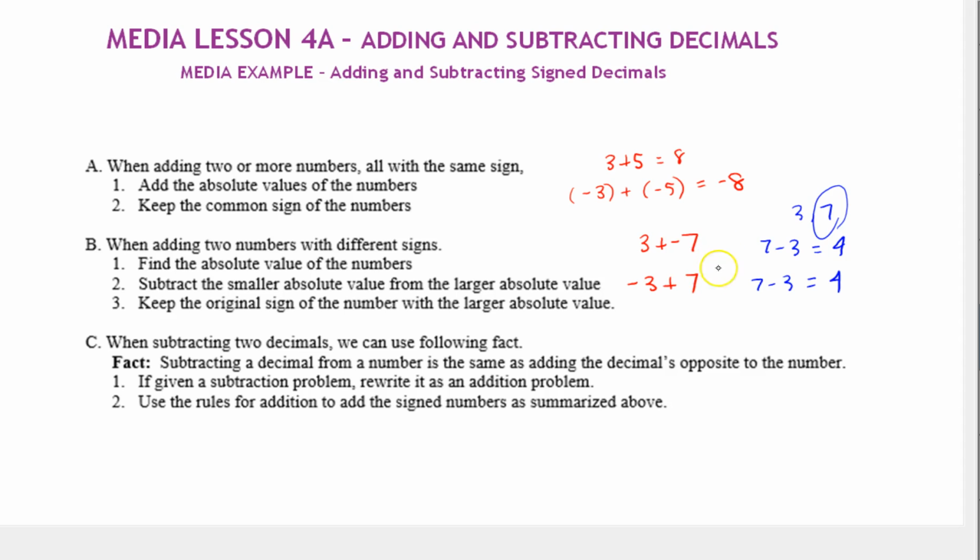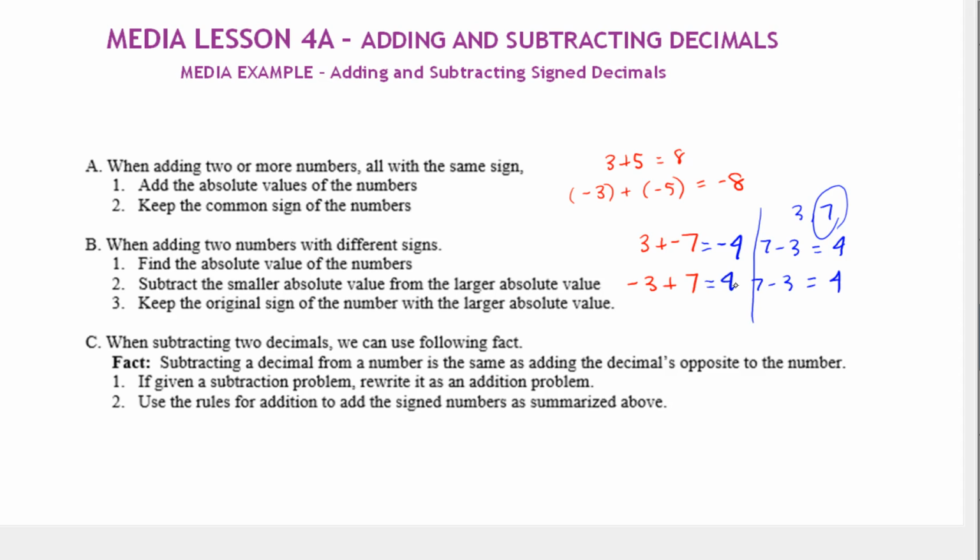Notice I'm not putting an equal sign here because this doesn't necessarily equal this. Actually, in this case, it does not. Here it does. But now, our final answer is the original sign of the number with the larger absolute value. So here, let me just put a little line. Since the absolute value of negative 7 is larger, that was a 7, this will be negative 4. Here, 7 is larger and it's positive, so this answer is positive 4.